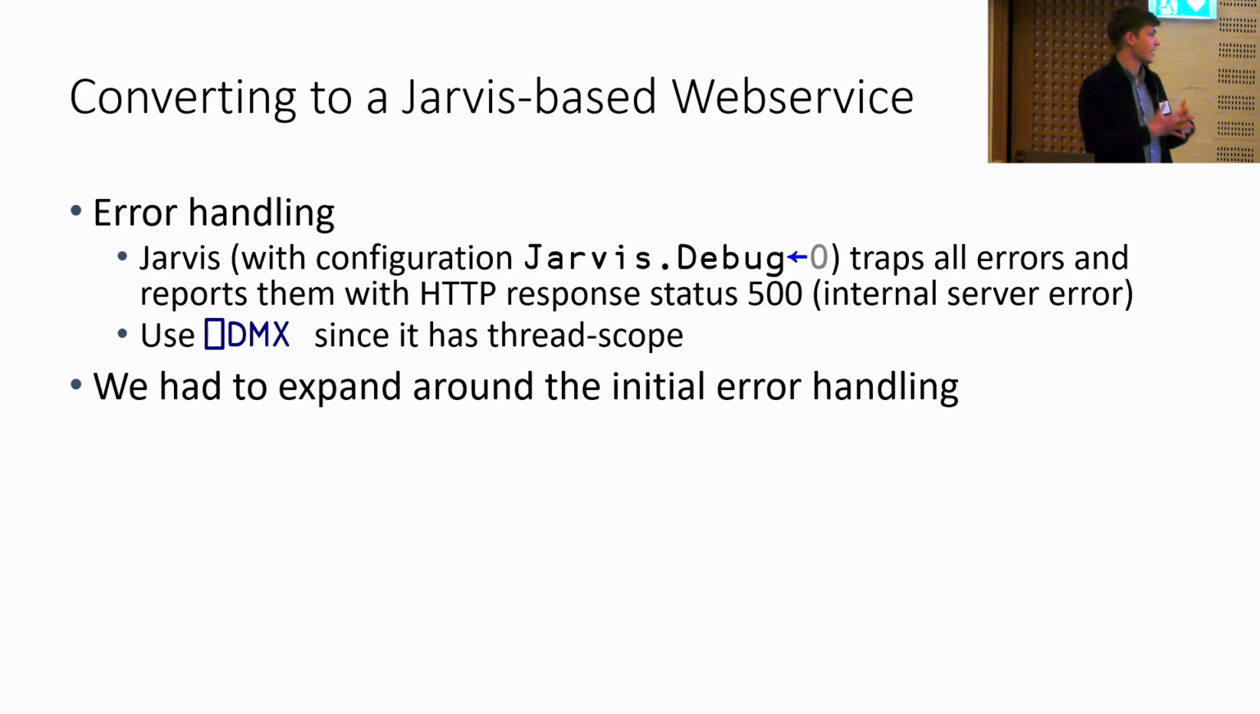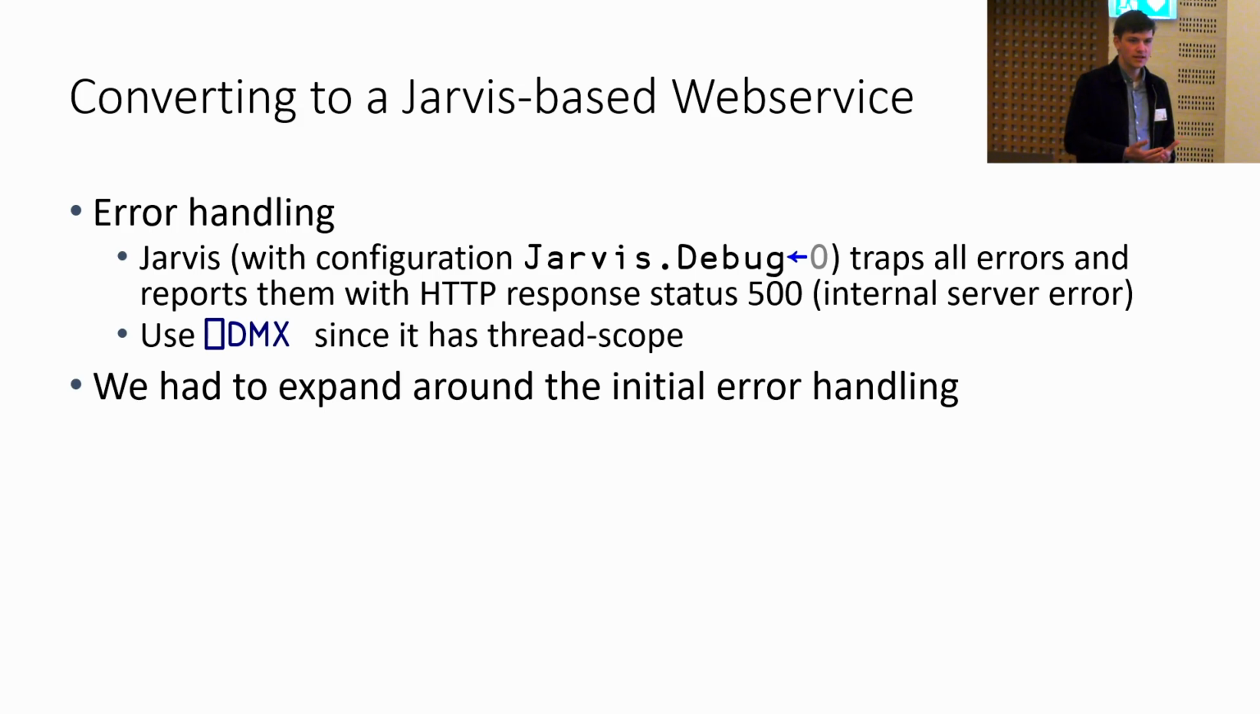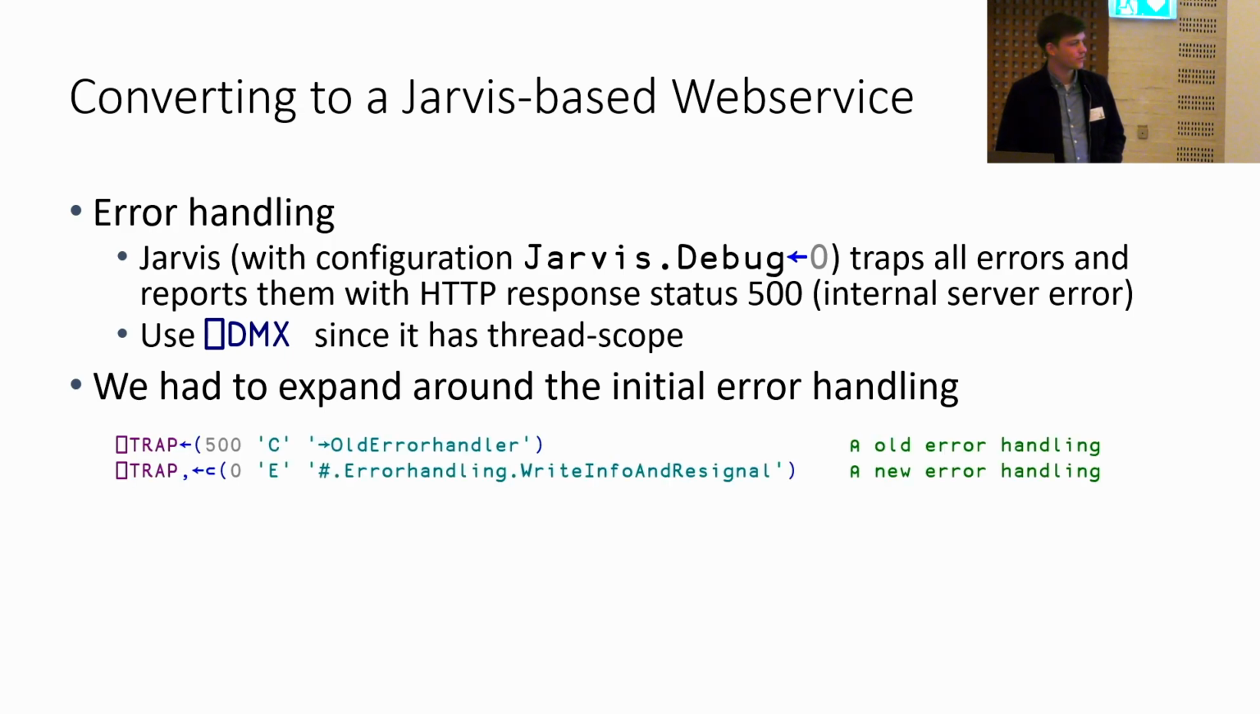So what we had to do is we had to expand around the initial error handling, because the customer wanted to keep all of their error messages as they were, and we ended up with doing something like this. So we trapped all of the errors and then resignaled them with error number 500 to just trigger the old error handling. And with this new error handling, we introduced some logging functionality to log some meta information about the errors, which also wasn't there before.